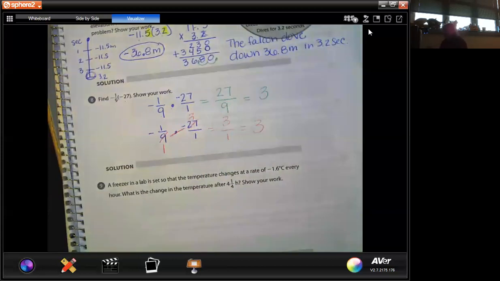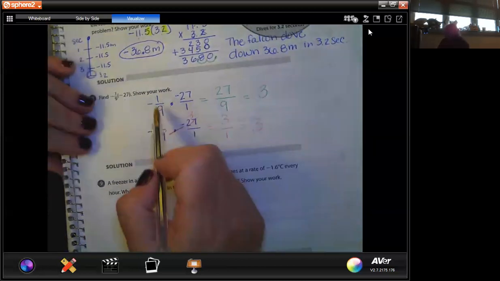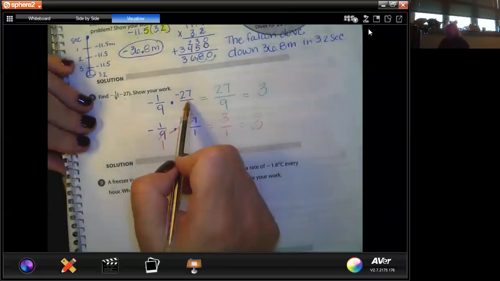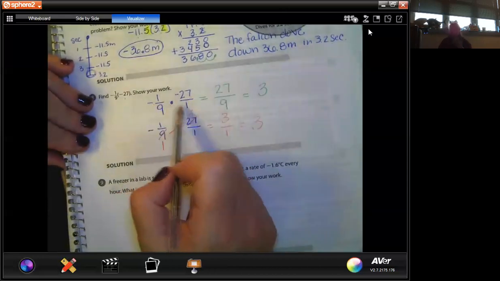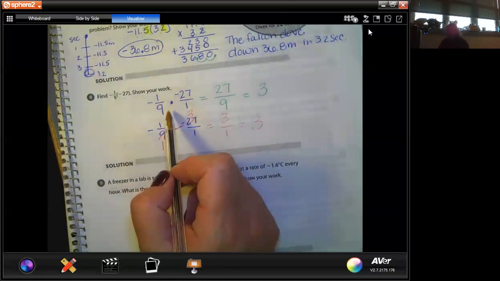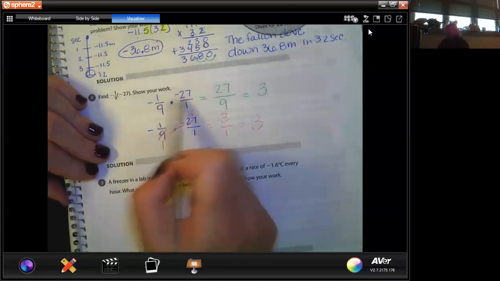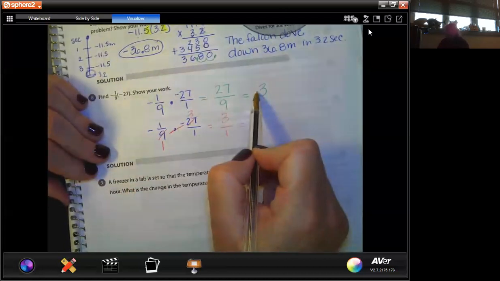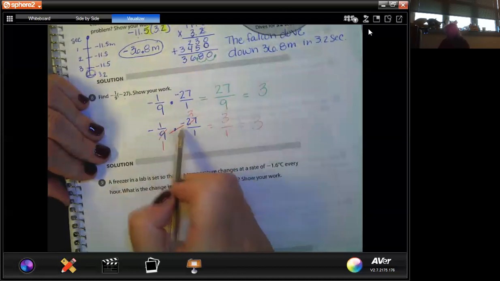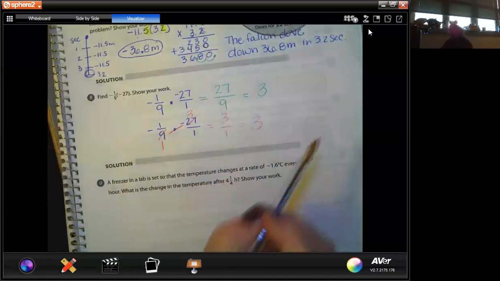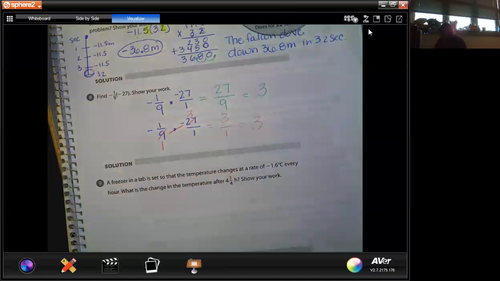Now that we have that, go back and look at the sign. A negative times a negative. Remember my little slot machine? If 2 of the same signs come up, it's a positive. So that's my answer. My answer is positive 3.